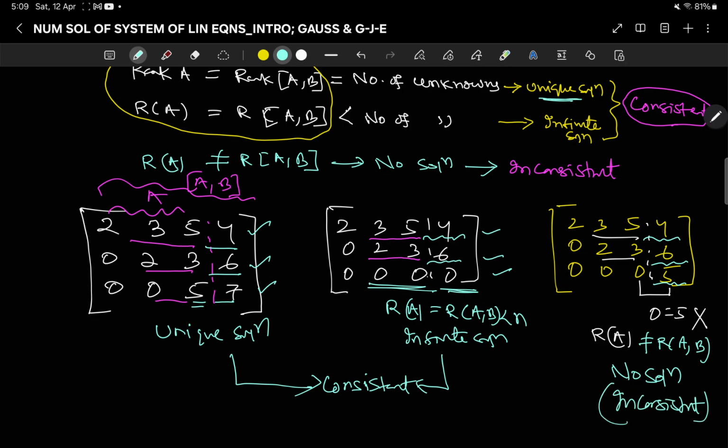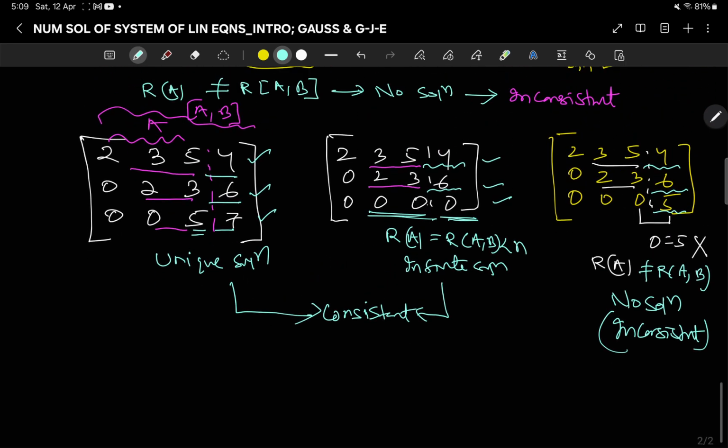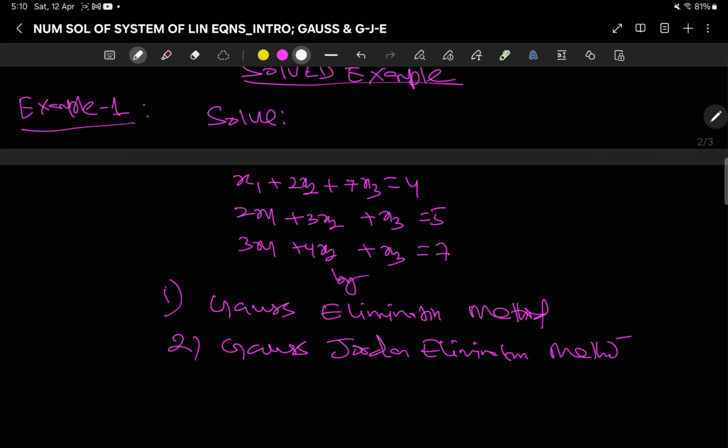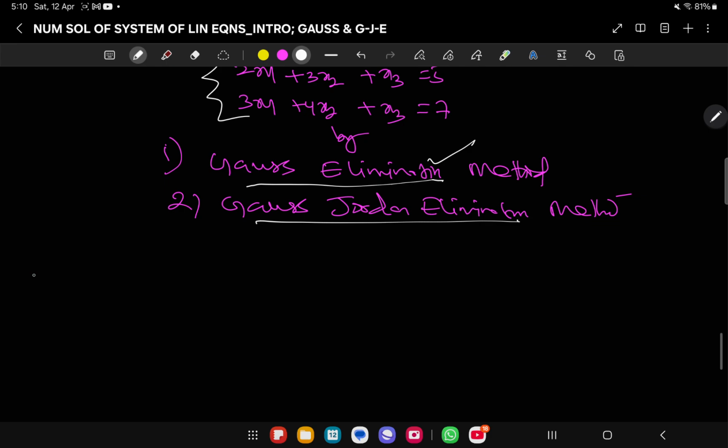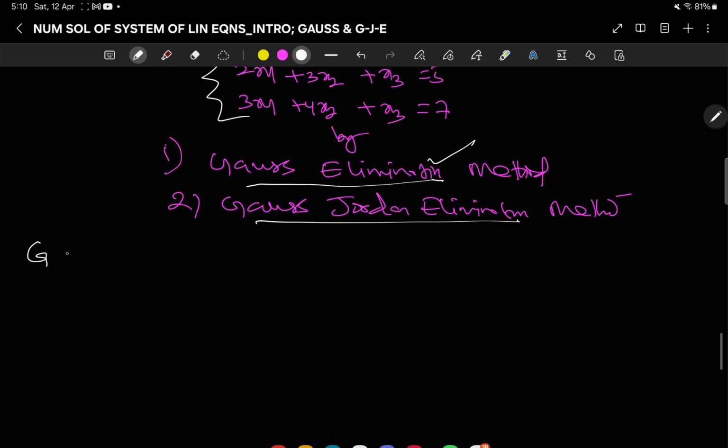Okay, so now come to one particular example to see both the cases. Suppose you are given one example: solve a system of equations, 3 equations, 3 variables, by Gauss elimination and Gauss-Jordan elimination. Right, now coming to Gauss elimination method.